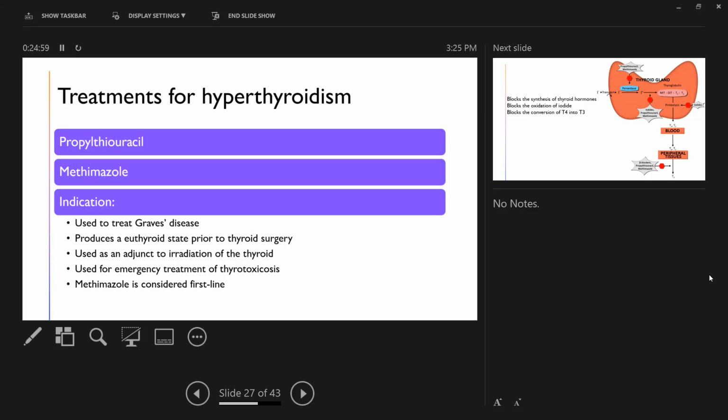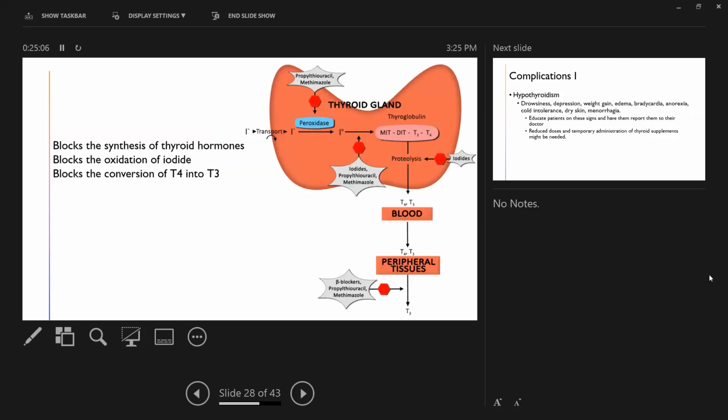First line drug is methimazole. Next line drug would be propylthiouracil. These drugs block the synthesis of thyroid hormones. They block the iodination of thyroglobulin. They block the oxidation of iodide because they inhibit the peroxidase. They block the conversion of T4 into T3 in peripheral tissues. So they block almost all aspects of thyroid hormone production.